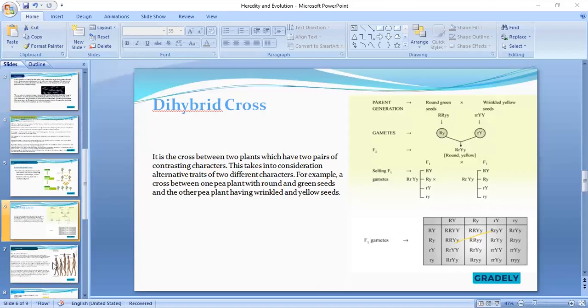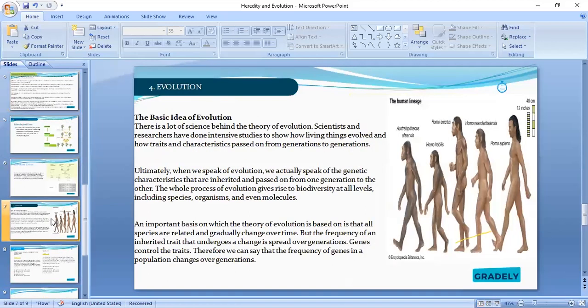So I want to actually look at something in our evolution before we answer some questions. I know we don't have time. Now look at evolution. Remember that when we're talking about evolution, we're talking about how man came into play. We see that there is a lot of science behind the theory of evolution. Scientists and researchers have done intensive studies to show how living things evolve and how traits and characteristics are passed on from generation to generation.